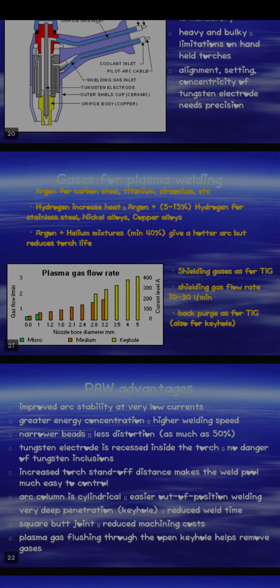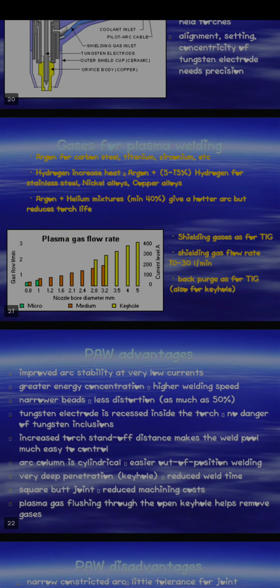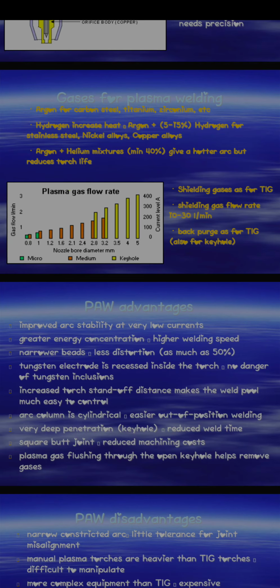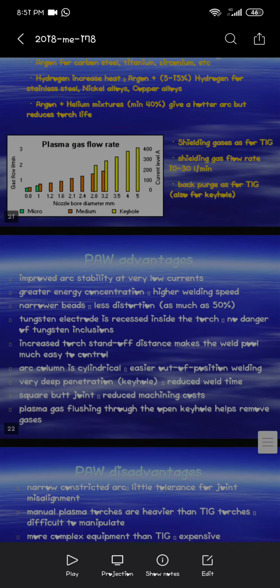Gases for plasma welding. Argon is used for steel, titanium, zirconium, etc. Shielding gas is as for TIG, with a shielding gas flow rate of 10 to 30 liters per minute.